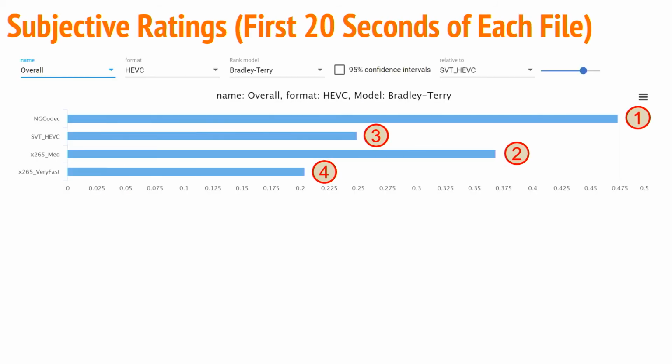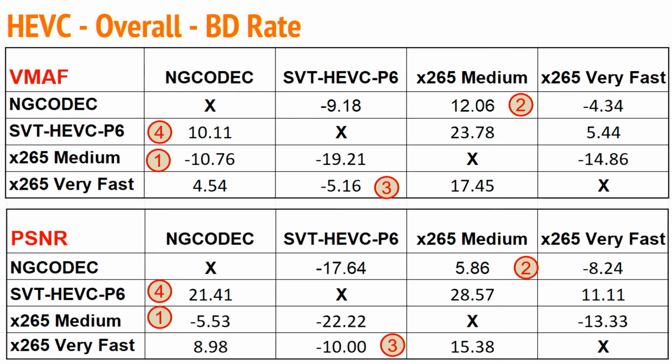What do we get with Subjectify? This was one of those instances where, why did I say test subjectively with different codecs? Because here we're saying NGCodec was second, and it's second, so what we're seeing here is x265 medium can produce the same quality as NGCodec at a 10% lower data rate. So it's a pretty substantial advantage. 10% is a pretty big number.